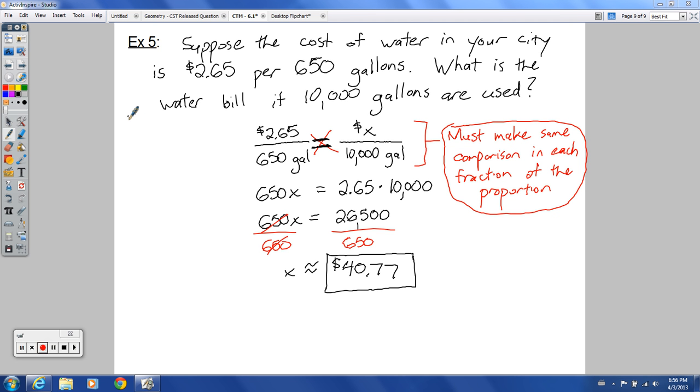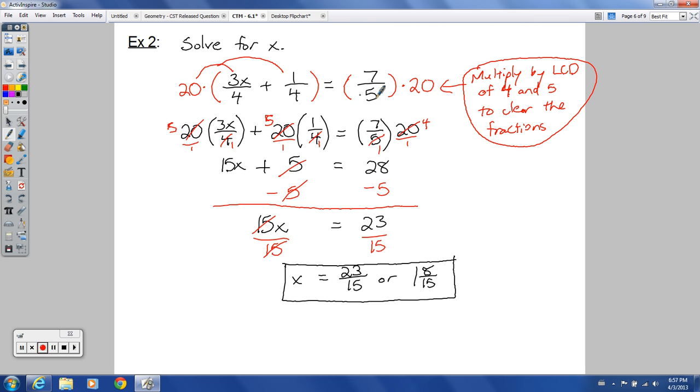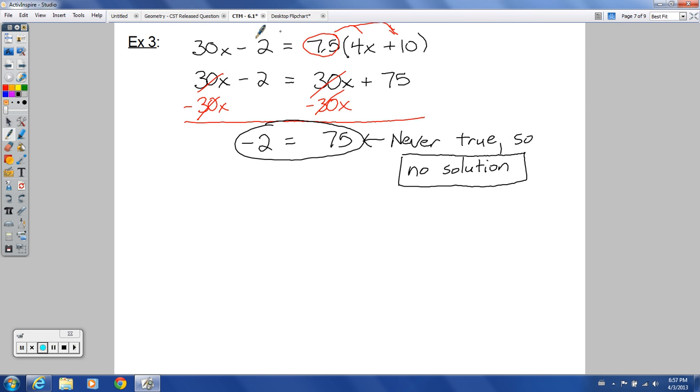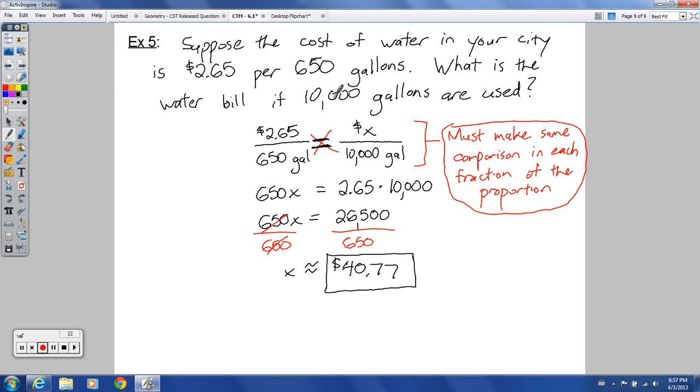And that's going to do it for me here. Hopefully that helps you and will cause you to think twice. If you're making certain mistakes, you're not going to make those same mistakes again. In this type of situation, distribute the negative sign. This type of situation, multiply that by the LCD. As we're going here, you might see something like this again. You might see no solutions or infinitely many solutions. And again, with proportions, just make sure you're comparing quote-unquote apples to apples and oranges to oranges, dollars to dollars here, gallons to gallons. Whatever your units are, compare the same things as you go across, and you'll be good to go.